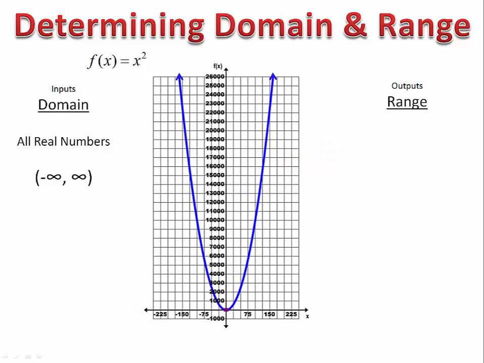How about the range, the possible outputs? We'll start by looking at the bottom of the graph. The lowest point is at 0. But we notice that it opens upward and it doesn't have an upper bound. In fact, it continues toward +infinity. Since the smallest output is 0, but there's no largest, we say that the range is all real numbers greater than or equal to 0, or from 0 to +infinity. We've now determined the domain and range for this function.